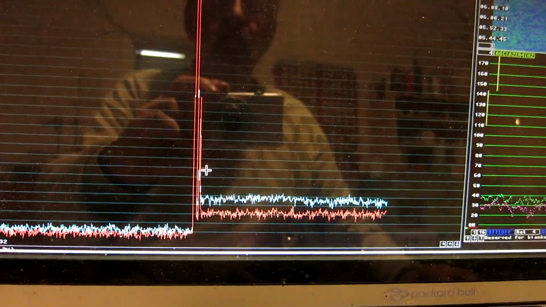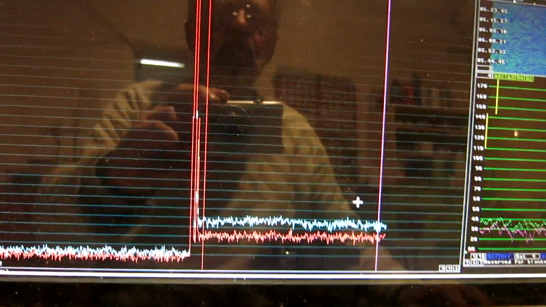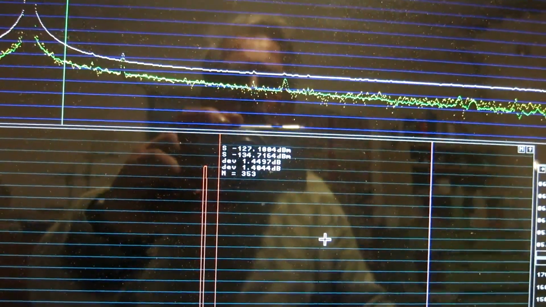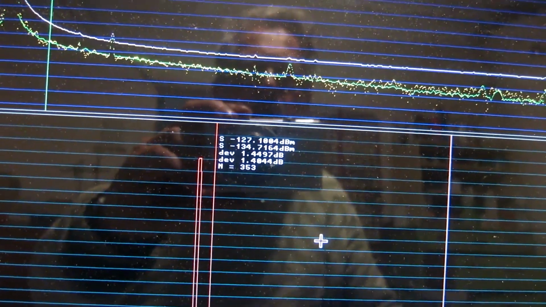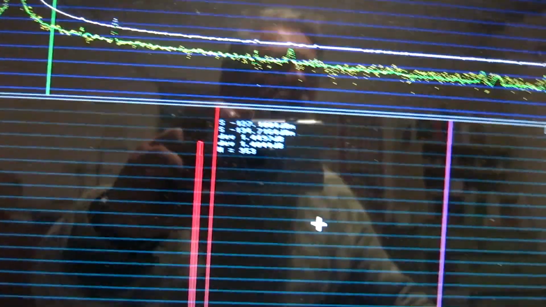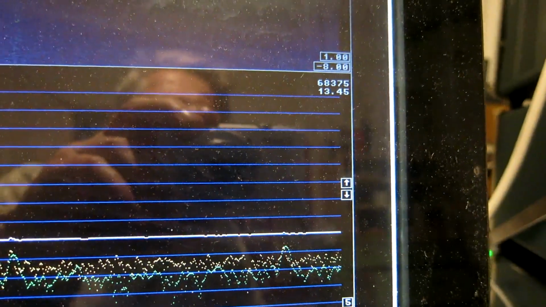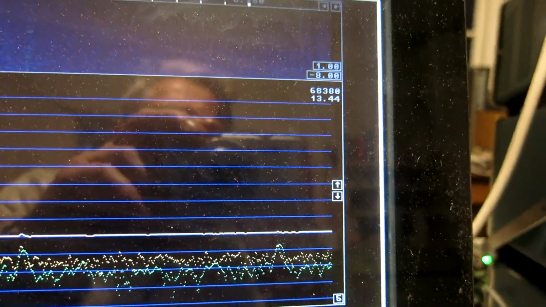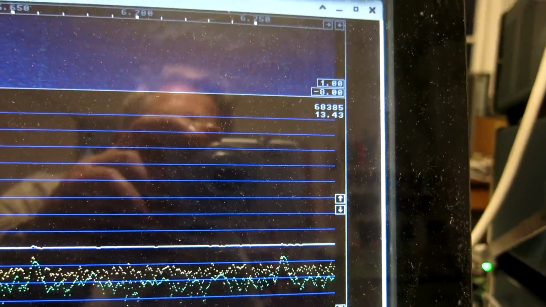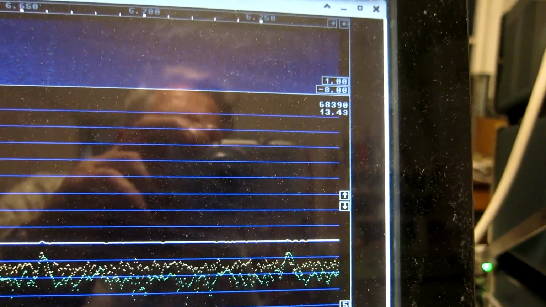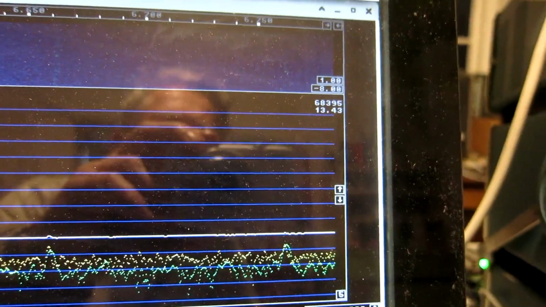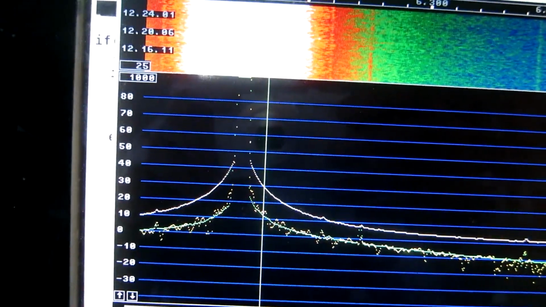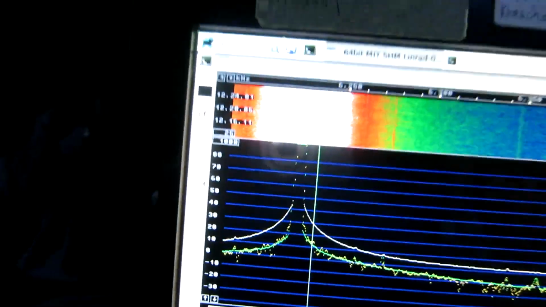The channel levels minus 127.1 and minus 134.7. This is 68,400 averages, and the correlation advantage is 13.4 dB. This is 10 Hz.